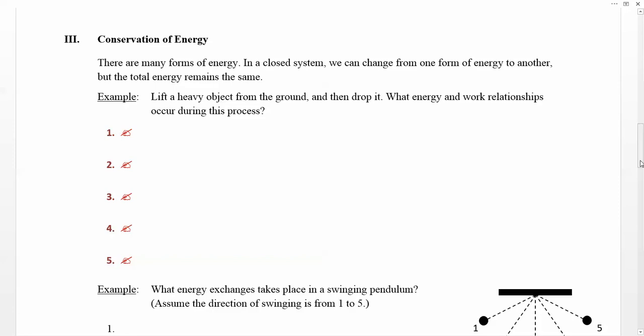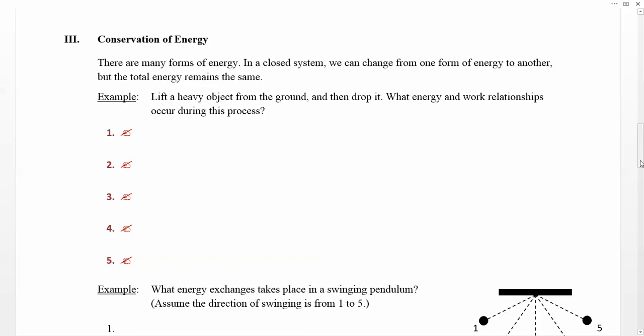Number 3, at the top, at the point to which you're going to lift it, its total energy is all potential energy. Potential energy, remember, is mgh, and whatever height you've lifted it to, that's the amount of energy it has: mass times gravity times that height. And this is the amount of work that has been done, the total amount of work that was done on the object.